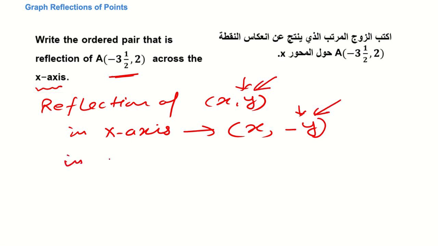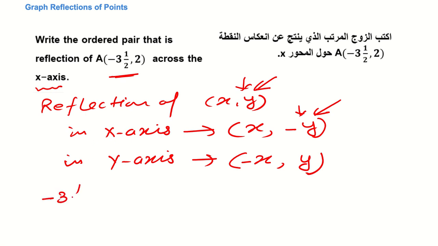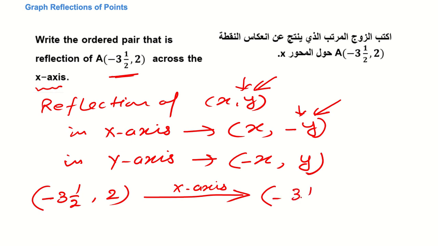And if you are finding the reflection in the y-axis, then the sign of x will be changed and the value of y will remain the same. So with the help of this concept, you see they are saying minus 3 and 1 over 2, and 2. We have to find the reflection in the x-axis. So x-axis means the value of x will remain the same and the value of y will be changed with the negative sign. So you see here it was positive and here it is negative. So this will be the answer, minus 3.5 and minus 2.